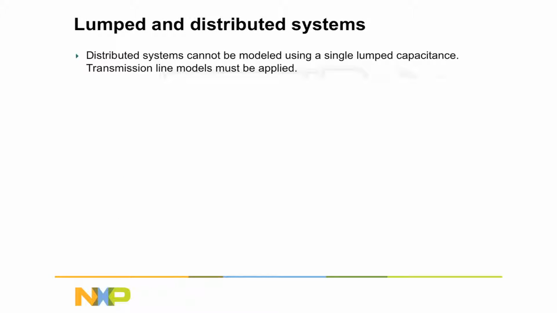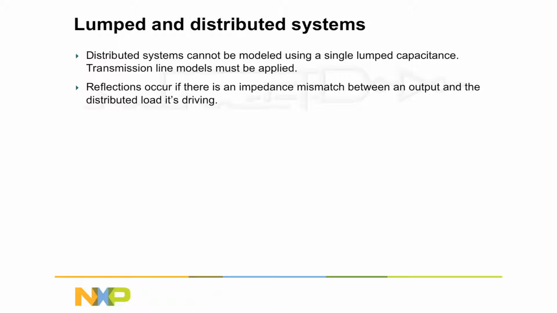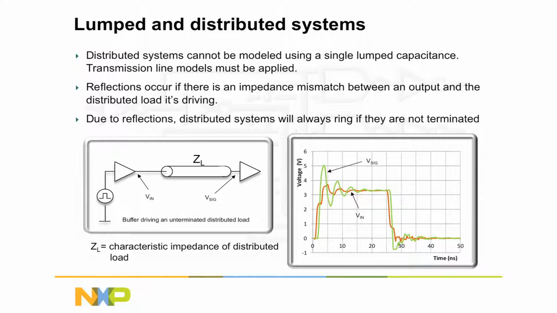Unlike lumped systems, distributed loads cannot be modeled using a single lumped capacitance. Transmission line models must be applied to determine the characteristic impedance of the distributed system. If left unterminated, reflections occur in distributed systems. This is due to impedance mismatch between the output and the load it's driving. Reflections can lead to ringing on the signals. Unterminated distributed systems can lead to signal integrity issues within applications.